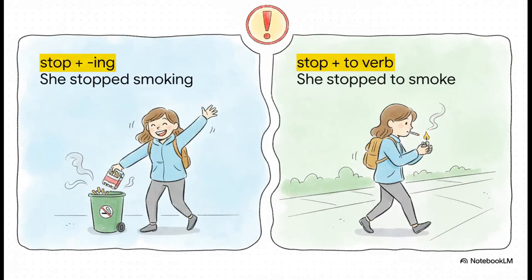But you gotta be careful. For a couple of verbs, like stop, the meaning changes completely. So look here. On the left, she stopped smoking means she quit. She doesn't do it anymore. But on the right, she stopped to smoke means she was doing something else, maybe walking, and she stopped so that she could have a cigarette. That's a really big difference.